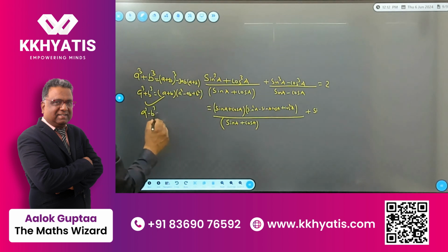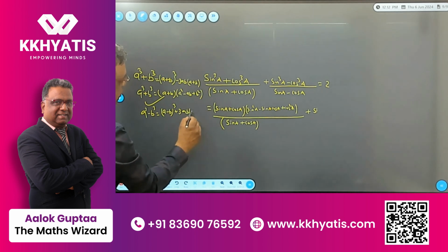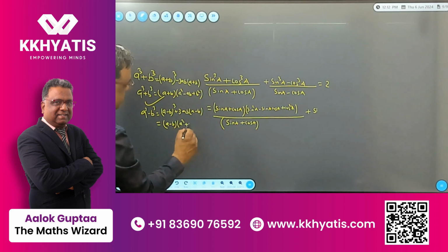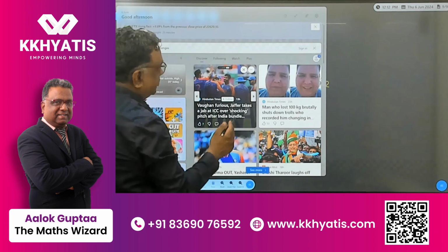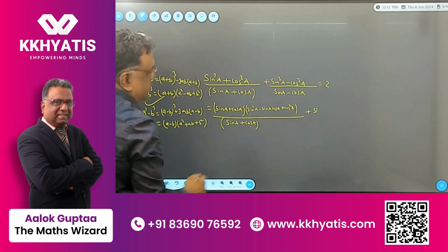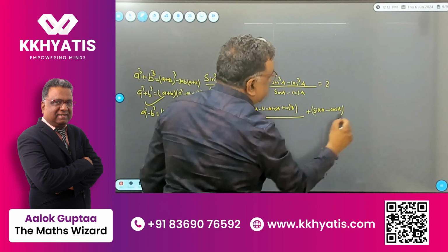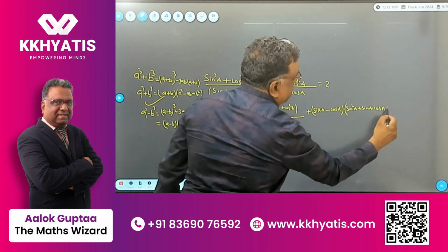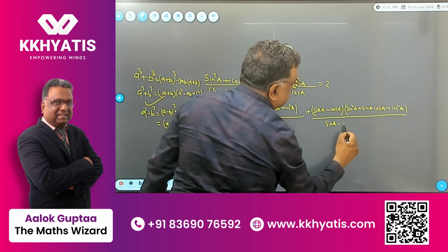A cube minus b cube, I have again two formulas. A minus b the whole cube plus 3ab into a minus b, or I can write it as a minus b into a square plus ab plus b square. You can refer to my lectures where I have shown the proofs of this. Okay, so this I will write as sine a minus cos a into sine square a plus sine a cos a plus cos square a. Simply applying that formula, sine a minus cos a.